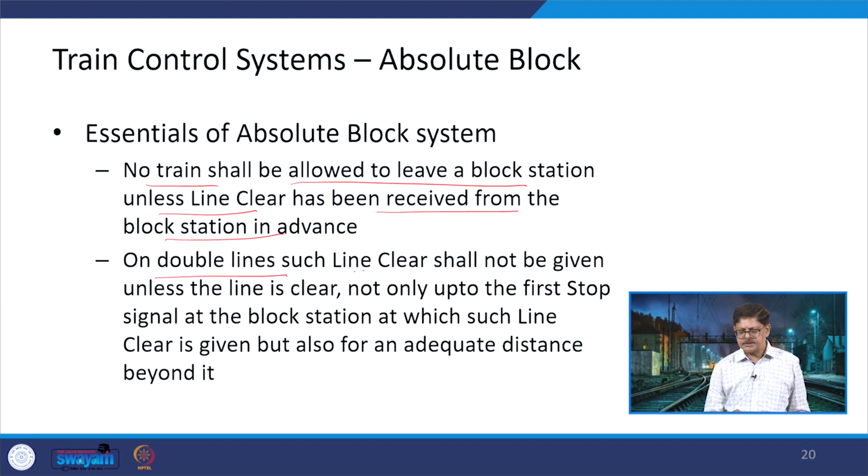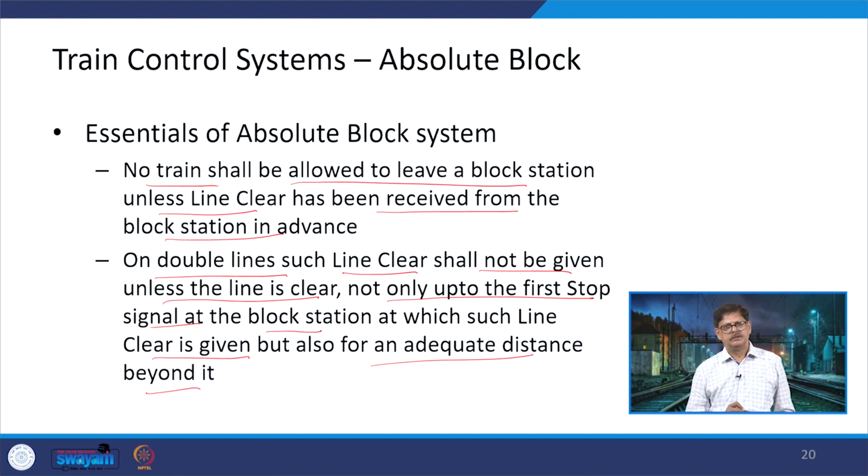Then on double lines, line clear shall not be given unless the line is clear, not only up to the first stop signal at the block station at which such line clear is given, but for an adequate distance beyond it. We already have discussed that, the block overlap distance we have talked about.